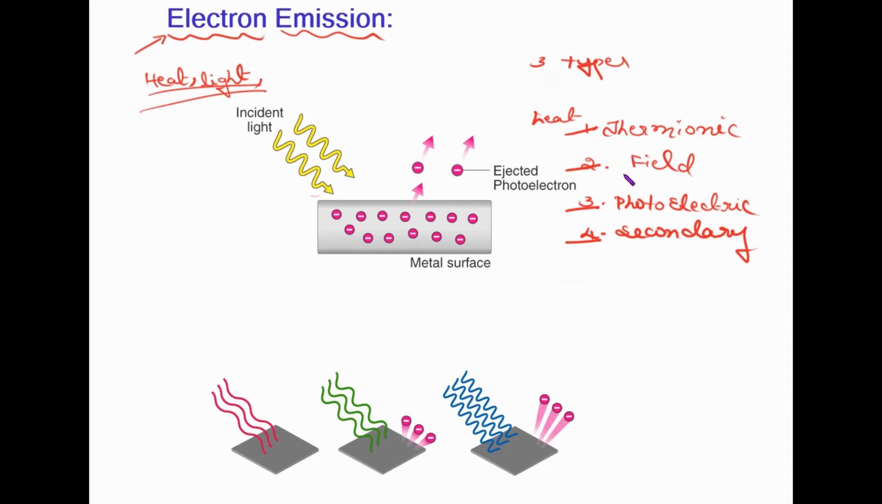Next one is field emission. Electron emission by using a strong electric field at the surface is called field emission. When a strong electric field is supplied or applied on the metal surface, the electrons will get liberated, and this phenomenon is called field emission.